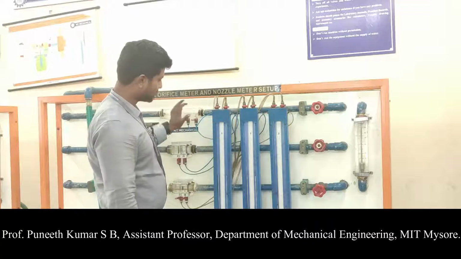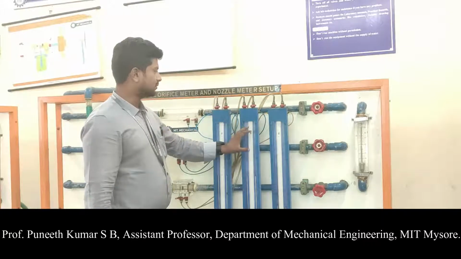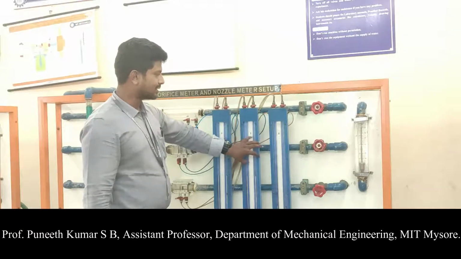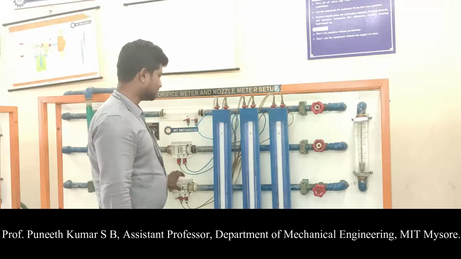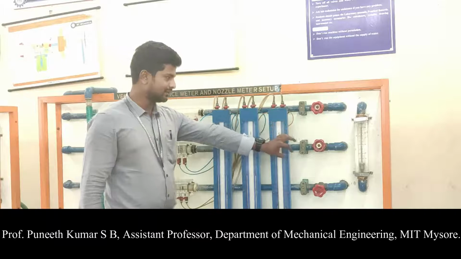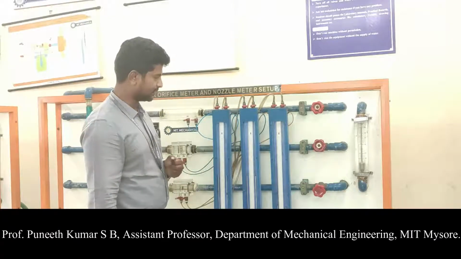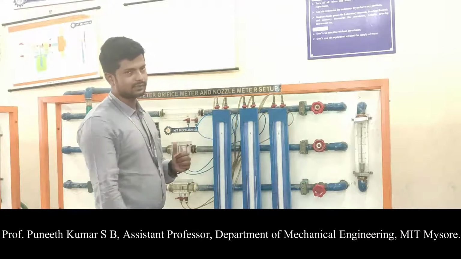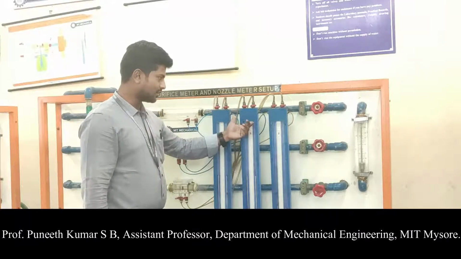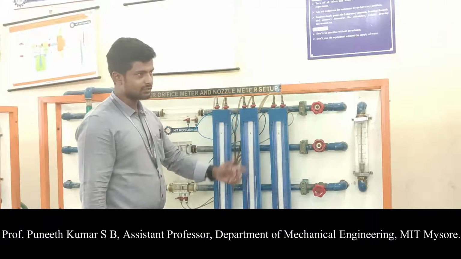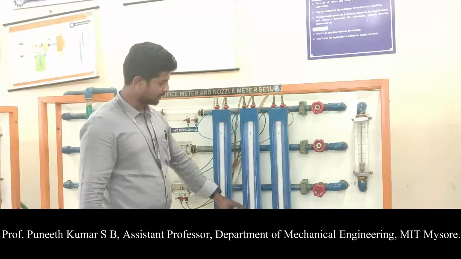The first one belongs to venturi. The second one, which is of orifice, is connected to the second U-tube, and the last one, which is the nozzle meter, is connected to the third U-tube manometer. Since we are dealing with the orifice meter, we need to concentrate on the U-tube manometer which is in the center.